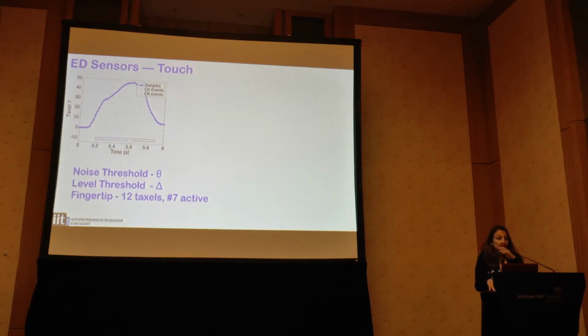So these are simulations that we did to characterize and decide which algorithm we want to use for doing event-driven encoding on the fingertips. So this is one pixel of the finger of the robot when the robot is pressing in this way on an object.